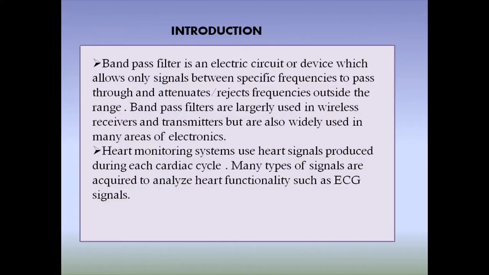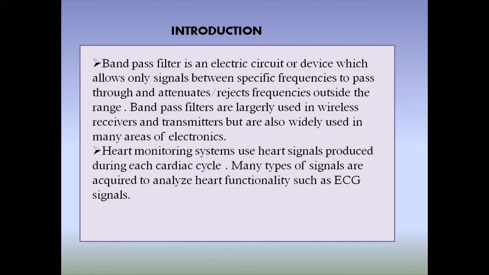First, let me start with the introduction. What is a bandpass filter? A bandpass filter is an electric circuit or device which allows only signals between a specific frequency range to pass through and rejects frequencies outside the range. Bandpass filters are largely used in wireless receivers and transmitters, but are also widely used in many areas of electronics.